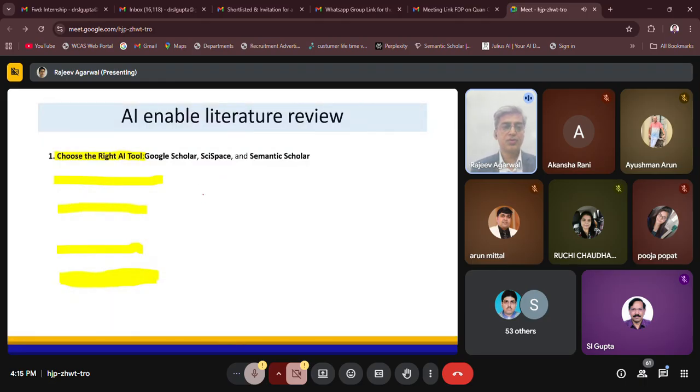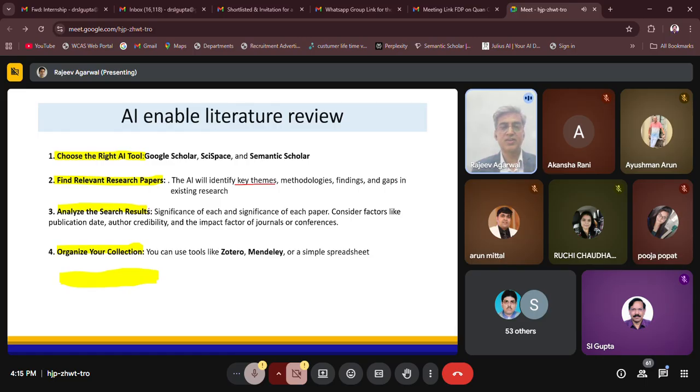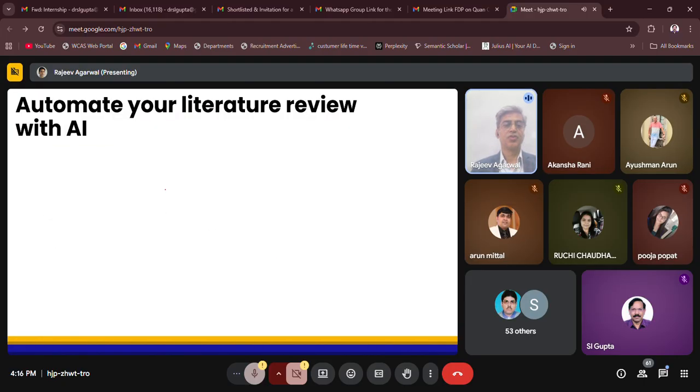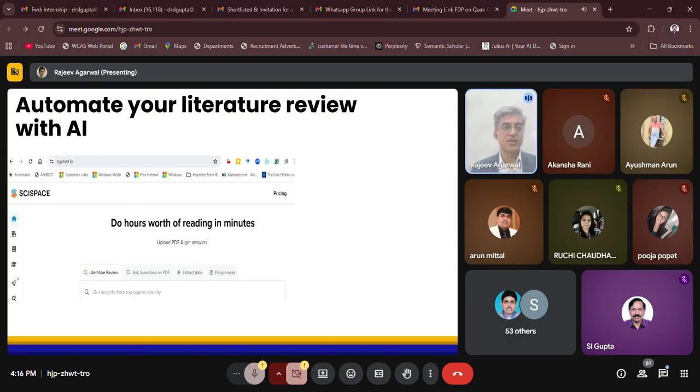Now, if you want to use AI tools, Google Scholar, SciSpace, AI will identify key themes. They will analyze search results and organize your collection. But Zotero or Mendeley has to be a very, very effective tool. You should use it, Zotero or Mendeley. And then the literature review style has to be summarized. Properly cite with the help of citation styles. You can automate your research paper with typeset.ai. So this is one way.